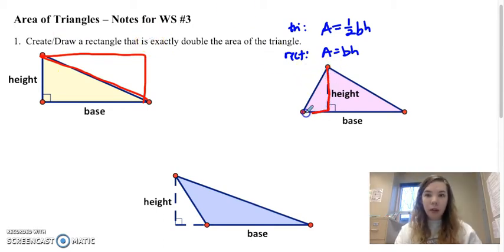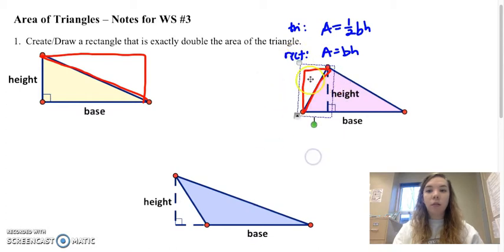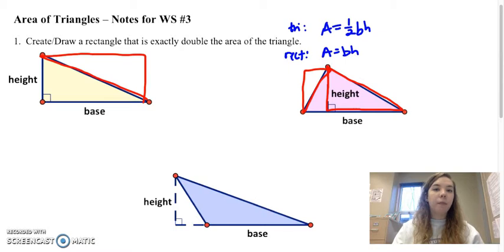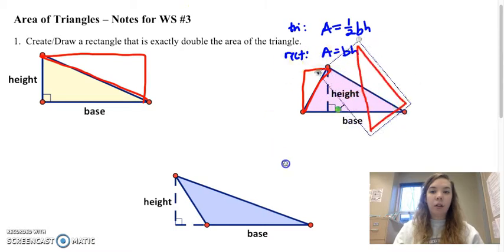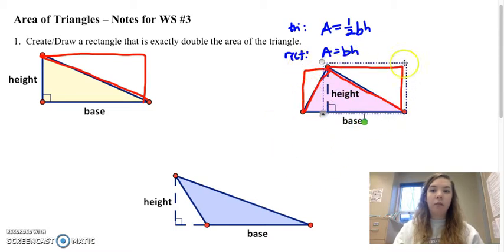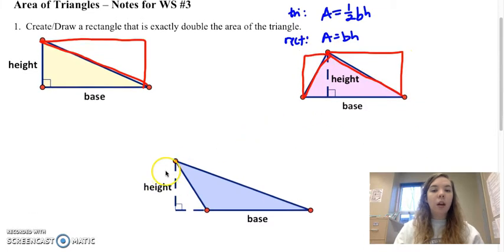I'm going to do the same thing here where I'm going to trace over and rotate, but you could just draw straight up and over, straight up and straight over. So there's one piece. Here's another. And there's my rectangle.